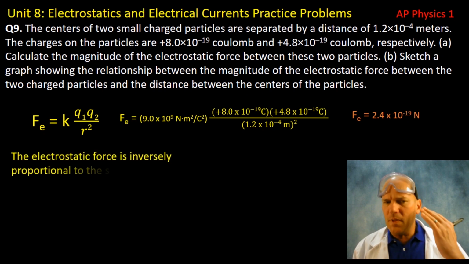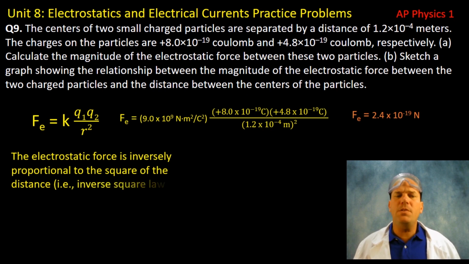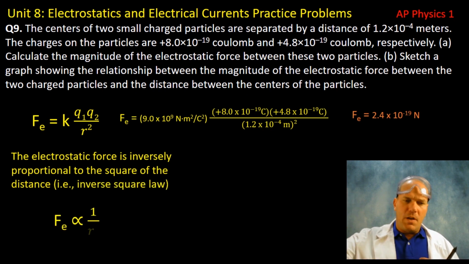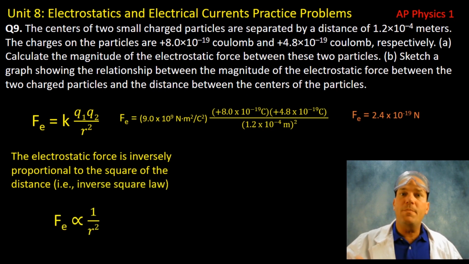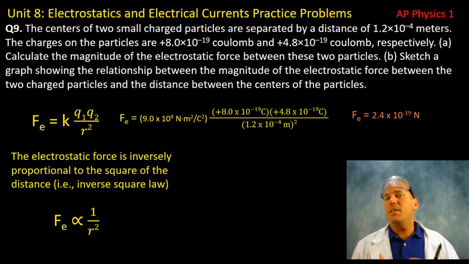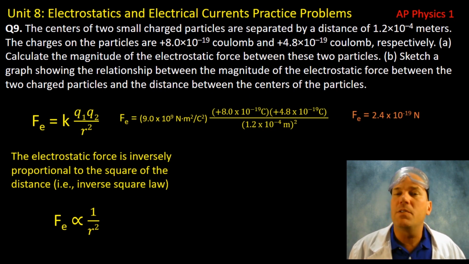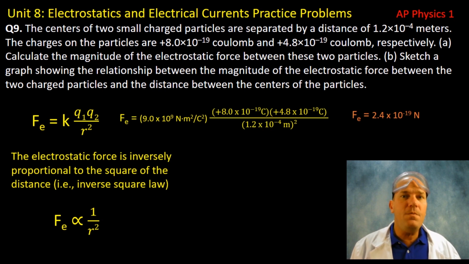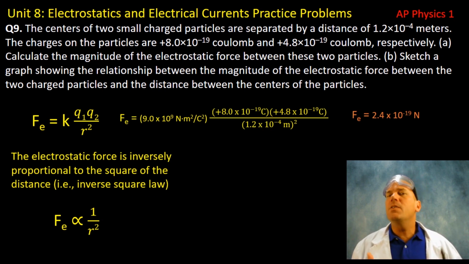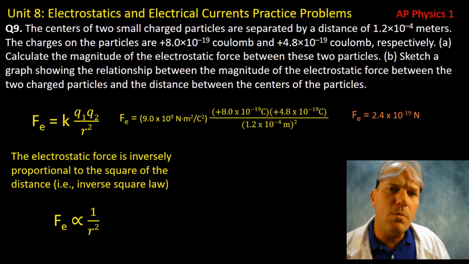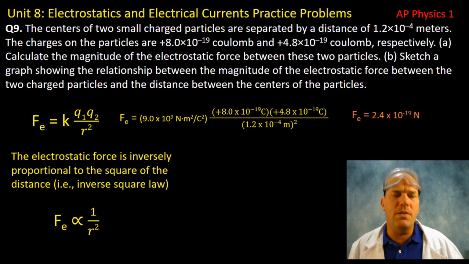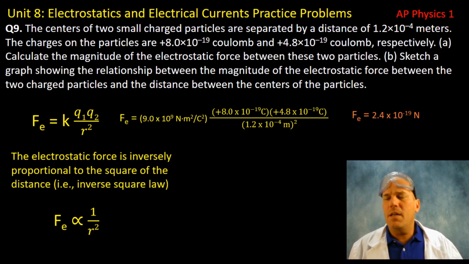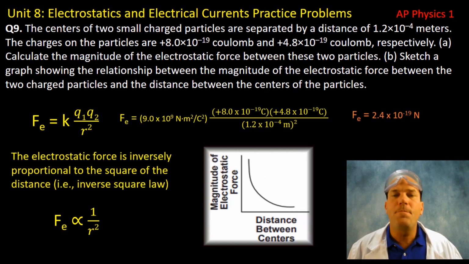So it's inversely proportional to the square of the distance. As you know from the last couple problems, it's an example of the inverse square law. So the electrostatic force is directly proportional to the inverse of the distance squared and can be represented as shown here.